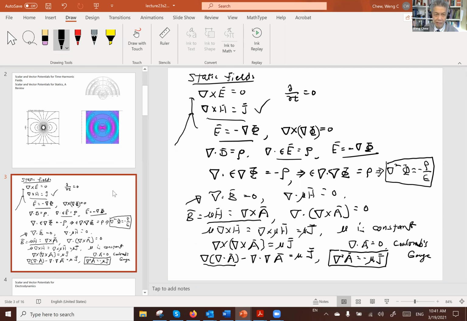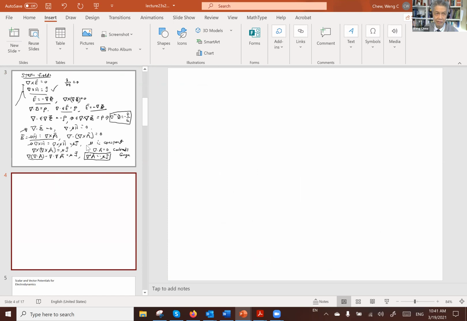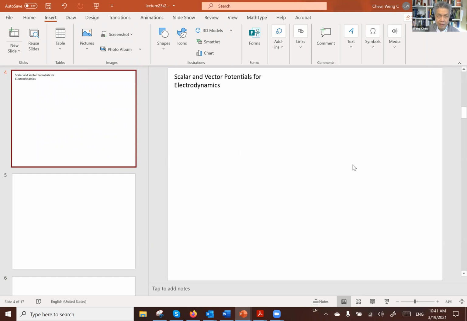To make electromagnetic theory interesting, we actually have to study electrodynamics and make the solution time varying. Okay, we want to make the solution time varying. So let me move this up here. So we study electrodynamics using scalar and vector potential approach as well. Okay, now let's see how we can do that.